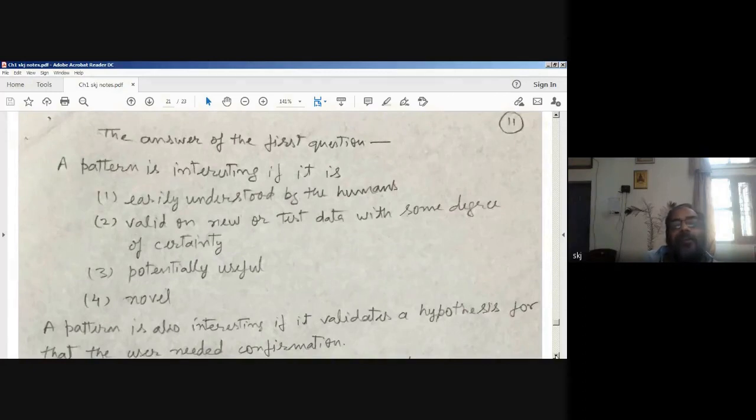Second, valid on new or test data with some degree of certainty. If the pattern is generating results up to some extent of accuracy, then we can consider this pattern also. Third one, potentially useful. Something may be very simple, but very useful.